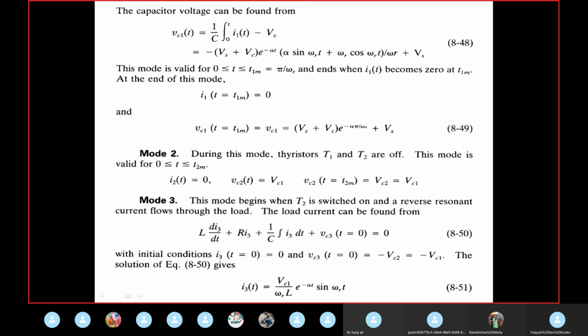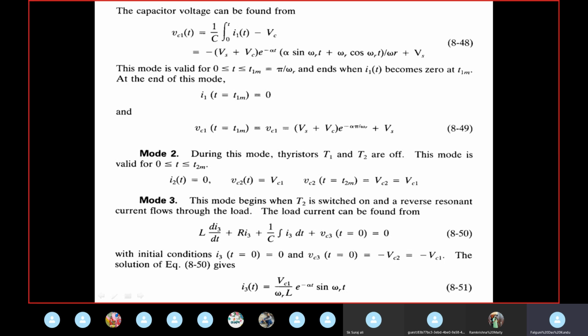Okay. Next, what is the capacitor voltage? Vc1(t) is nothing but 1 by C integration from 0 to t of I1(t) minus Vc. So from that condition we get the value of Vc1, that means the instantaneous voltage across the capacitor. Now this mode is valid for 0 less than or equal to t less than or equal to T1m, which is equal to pi by omega r, and ends when I1(t) becomes 0 at T1m.